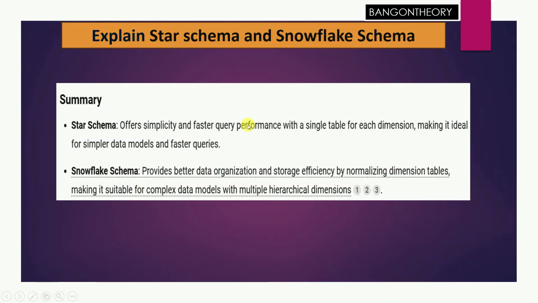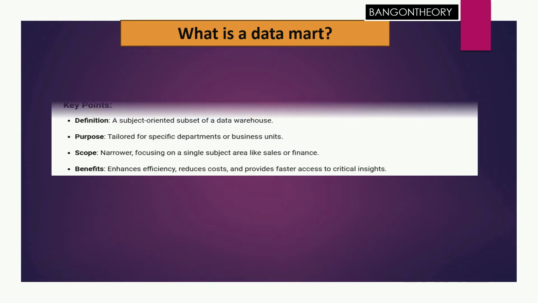If we summarize all of this, the star schema offers simplicity and faster query performance with a single table for each dimension, which makes it a simpler data model with faster queries. The snowflake schema provides better data organization and storage efficiency by normalizing dimension tables, which makes it suitable for complex data models. So the next question is, what is a data mart?